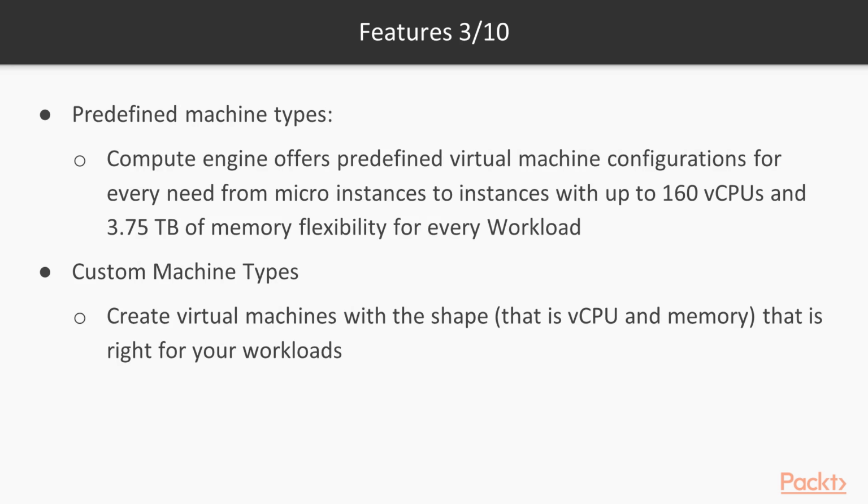Compute Engine offers predefined virtual machine configurations for every need, from micro-instances to instances with up to 160 virtual CPUs and 3.75 terabytes of memory. And of course, as mentioned before, you can create virtual machines with the shape that is right for you. By tailoring a custom machine type to your specific needs, you can realize significant savings.